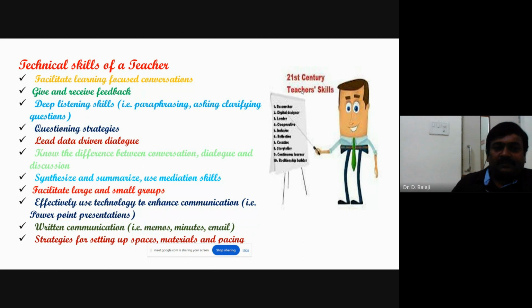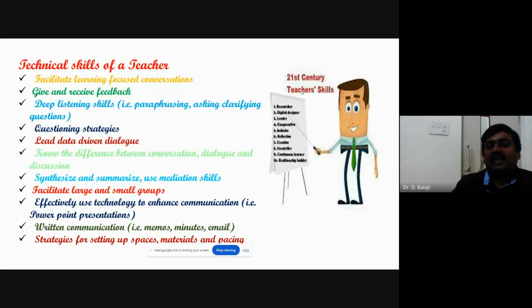Lead data-driven dialogue. Know the difference between conversation, dialogue, and discussion. What's the difference between conversation, dialogue, and discussion? Have all the clarity in your mind. Synthesize and summarize, use mediation skills. To synthesize and summarize the discussion, mediation skill should be there. Facilitate large and small groups. In the classroom, you should maintain large groups and small groups so that they will discuss things and group discussions will happen. You should have that creativity and that potentiality to make all these things happen.